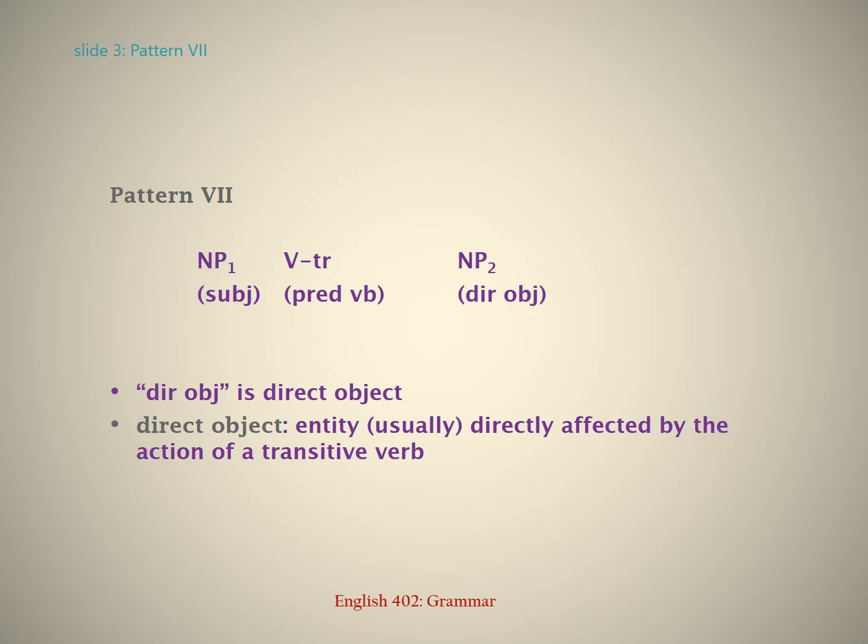Pattern 7. NP1 as subject, VTR as predicate verb, NP2 as dir obj. Dir obj is direct object. Direct object: entity usually directly affected by the action of a transitive verb.